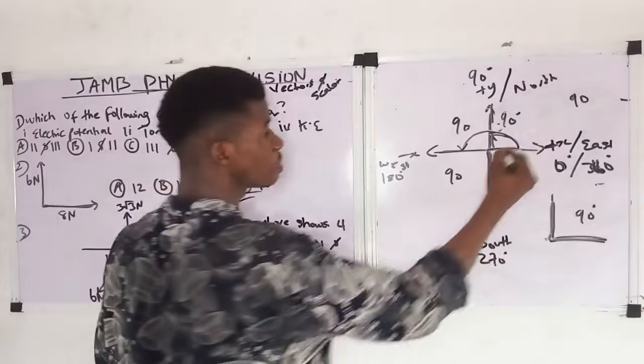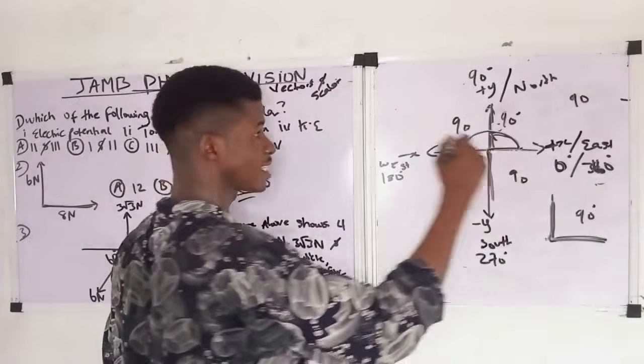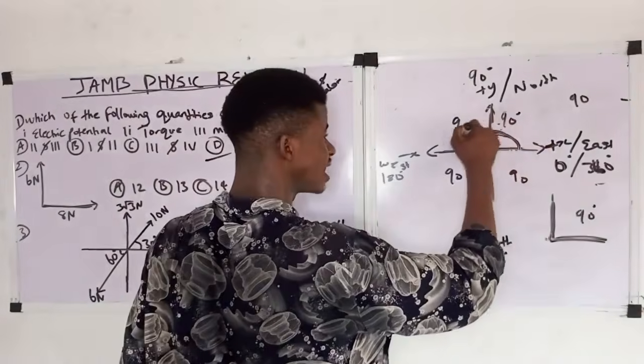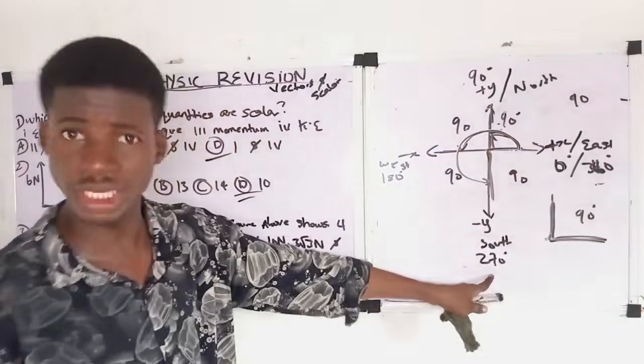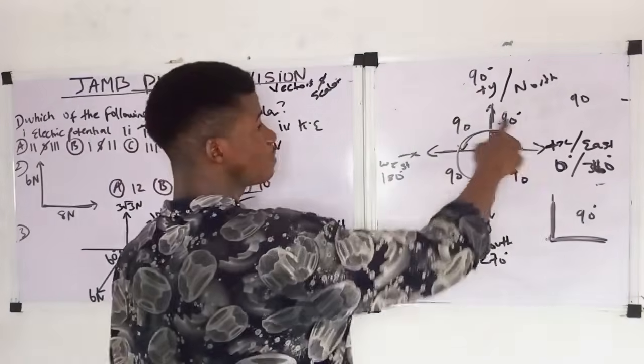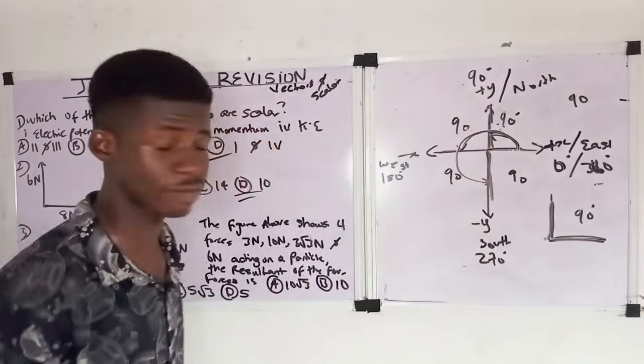So now let's continue. Remember, it's from the positive x-axis. If we draw from the positive x-axis to the negative y-axis, what will be the angle? The angle will be 270, because 90 plus 90 plus 90 will give us 270.